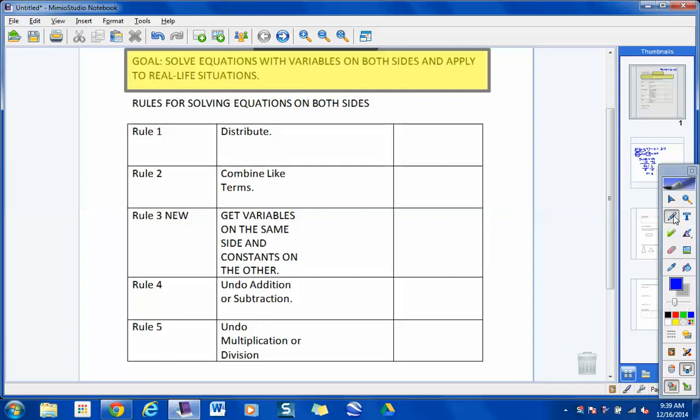All right, rules for solving equations with variables on both sides. Rule number 1 says to do what, guys? What's rule number 1 telling us to do? You always, always, always got to distribute. I'm going to start with a problem right up here. We're going to walk our way through this. So let's do something like this.